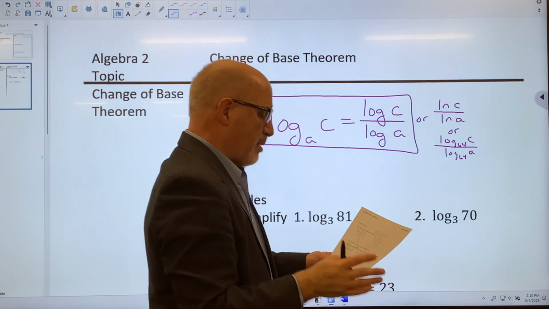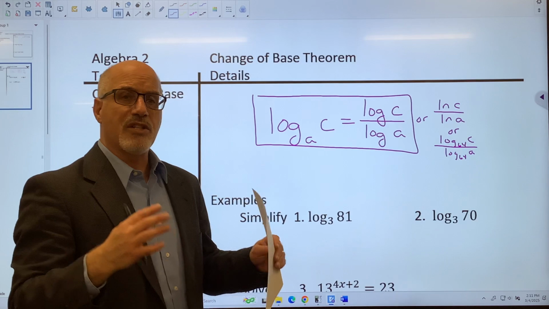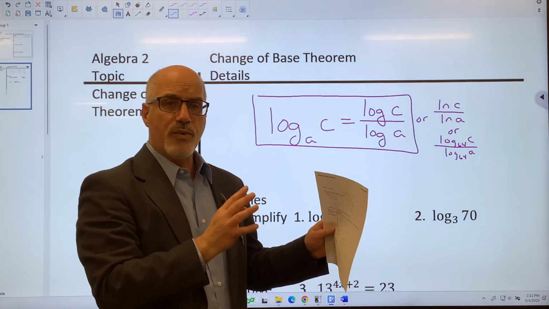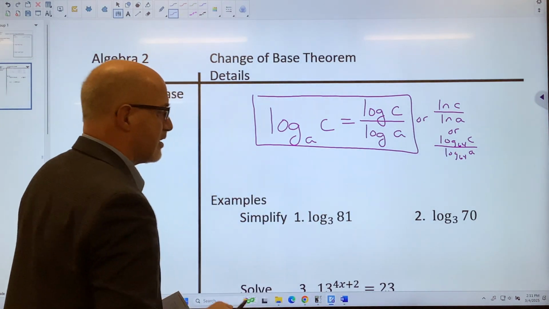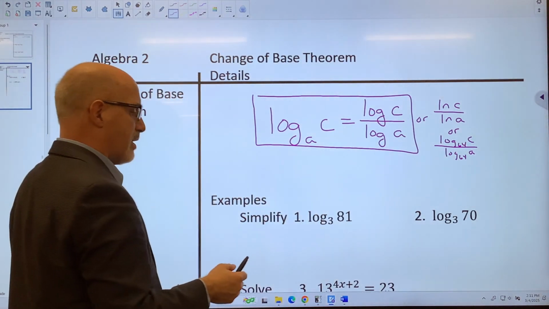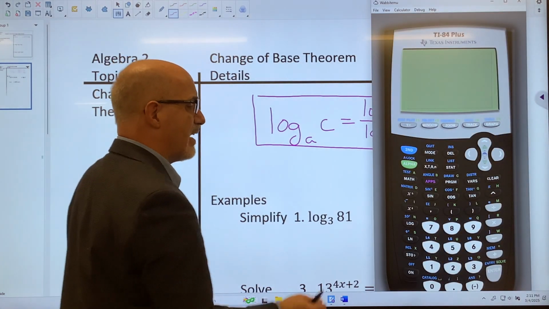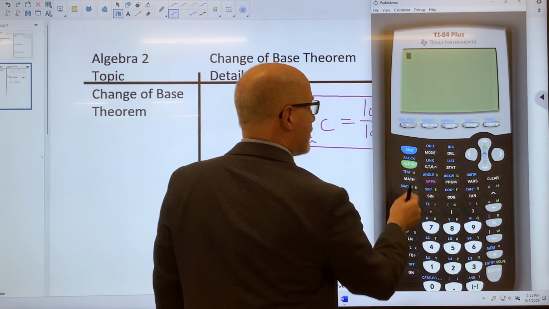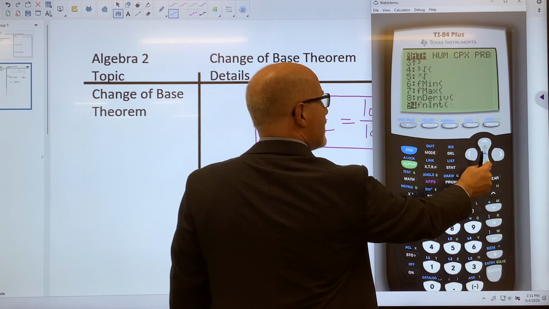Some people really like this because it helps to simplify problems into using only common logs and only natural logs rather than using every other base. So let's take a look at this first one here, log base 3 of 81. We can do that on some calculators. Some calculators have a log base key. Oftentimes it's found under the math menu. You have to go down a ways to find it.